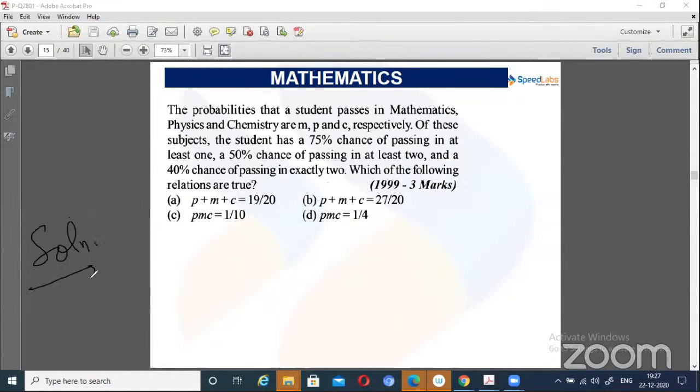The probabilities that a student passes in mathematics, physics, and chemistry are M, P, and C respectively. Of these subjects, the student has a 75% chance of passing in at least one, a 50% chance of passing in at least two, and a 40% chance of passing in exactly two. Which of the following relations are true?